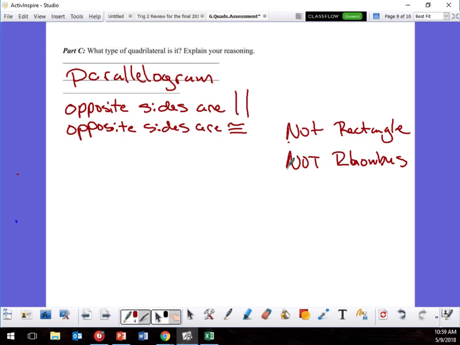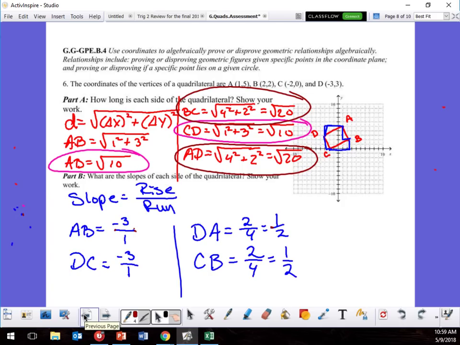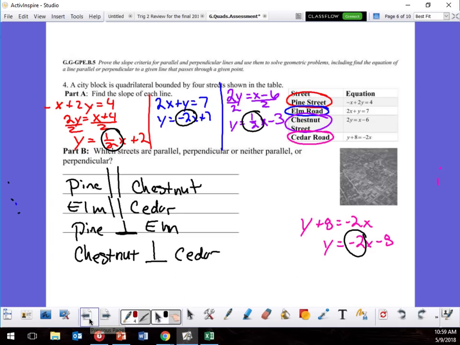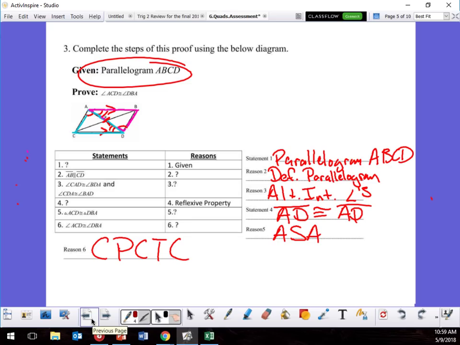Consecutive means like right next to each other? Yes, next to each other. So for consecutive, let me show you back on this. Consecutive angles would be like BD on this one or CD. That's what it is.